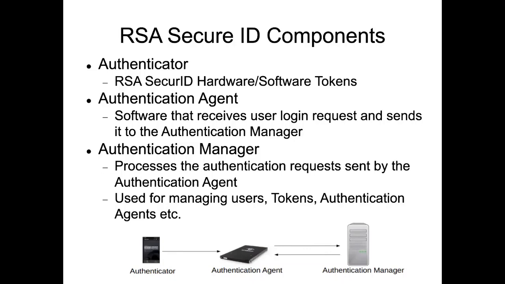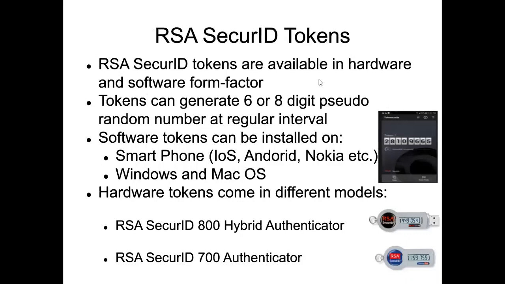Now coming on to the first component, that is the authenticator or RSA SecurID tokens. RSA SecurID tokens come in two form factors. One is software based and the other one is hardware based. Tokens can normally generate a 6-digit number or an 8-digit number, which is basically a pseudo random number, and it is generated at regular intervals. Again, we can configure that interval.